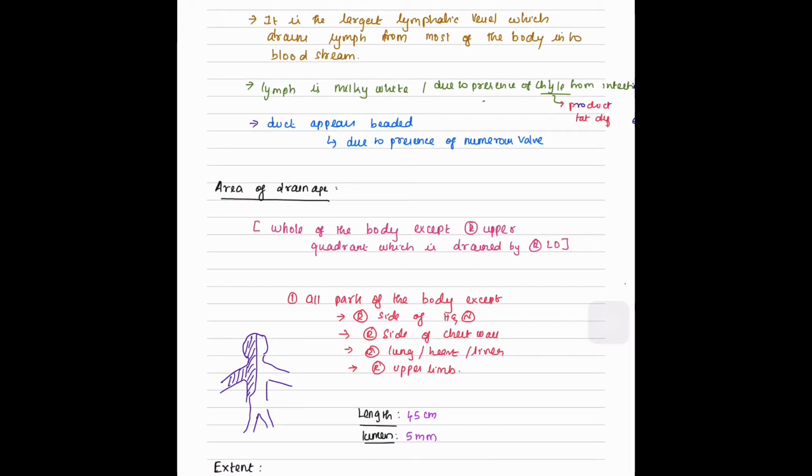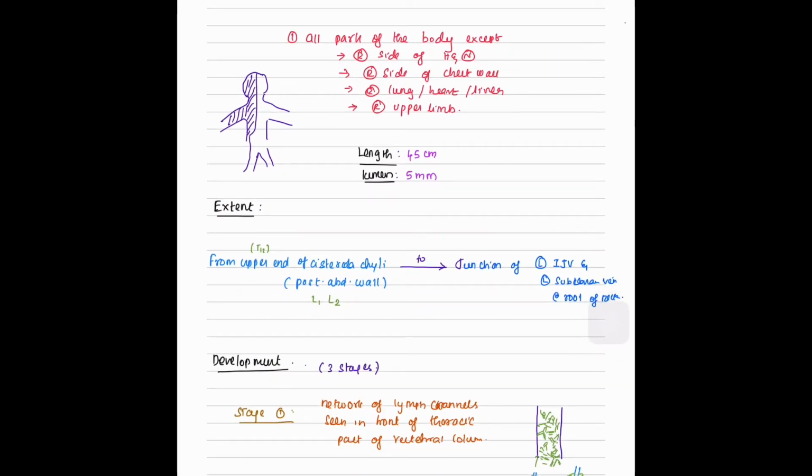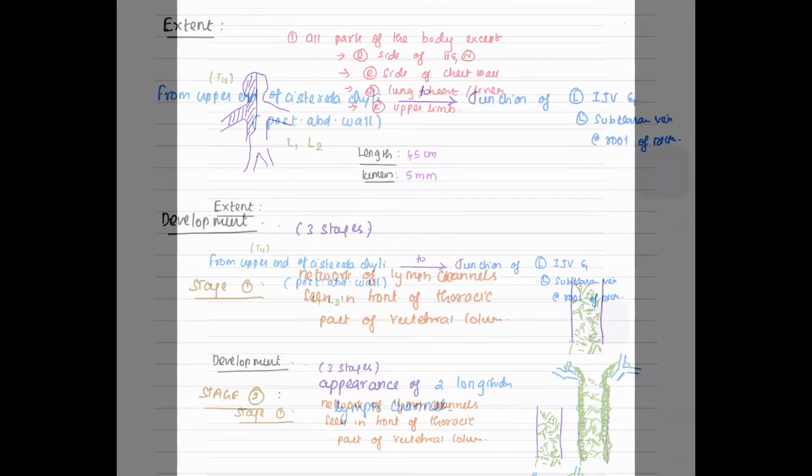Area of drainage. The thoracic duct drains the whole of the body except the right upper quadrant, which is drained by the right lymphatic duct. The right lymphatic duct drains the right side of the head and neck, right side of the chest wall, right lung, heart, liver, and right upper lung. The length of the thoracic duct is 45 cm and the lumen diameter is about 5 mm.